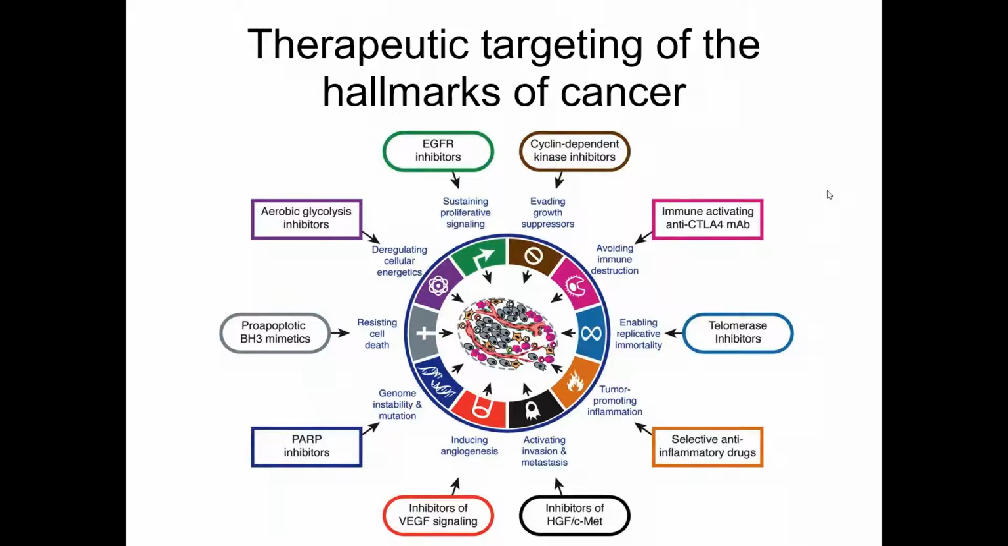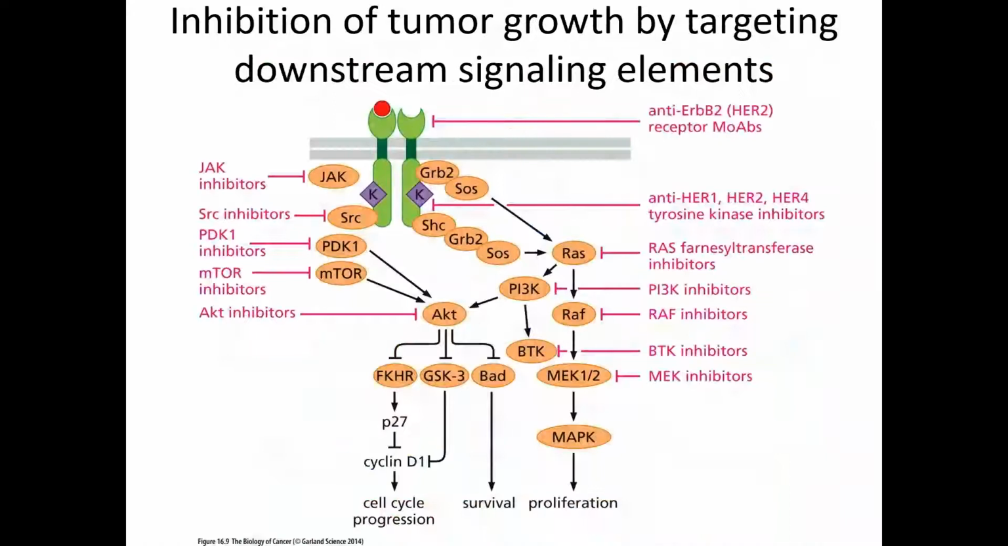Therapeutic targeting of the hallmarks of cancer is shown. Cancer is a very complex disease. I will not go into the biology and mechanistic aspects of the treatment of cancer; there are several textbooks and information available. I will be focusing on how to design anti-cancer agents, and how we can use AI for that purpose. Inhibition of tumor growth by targeting downstream signaling elements is shown here. It is a very complex procedure.